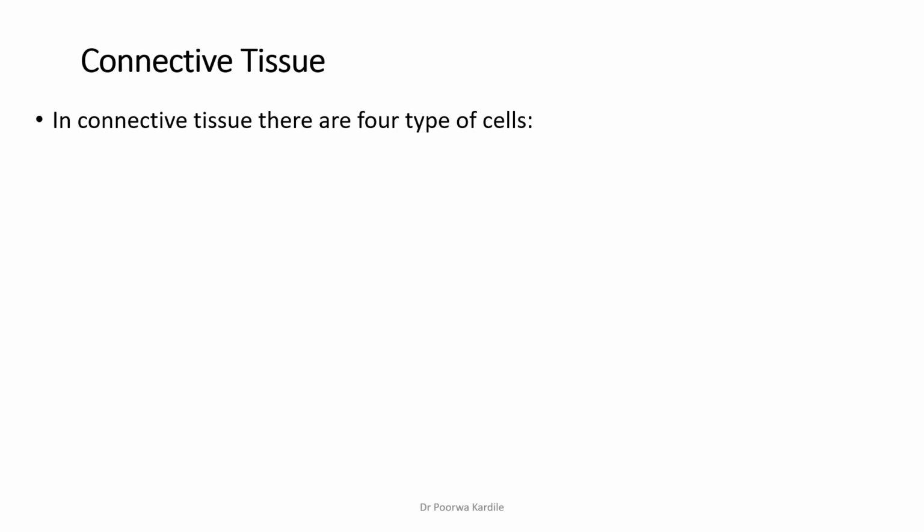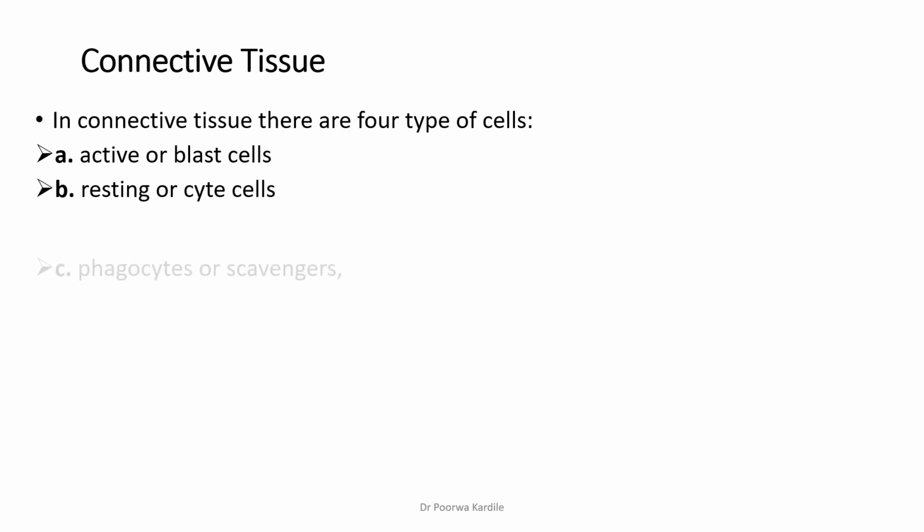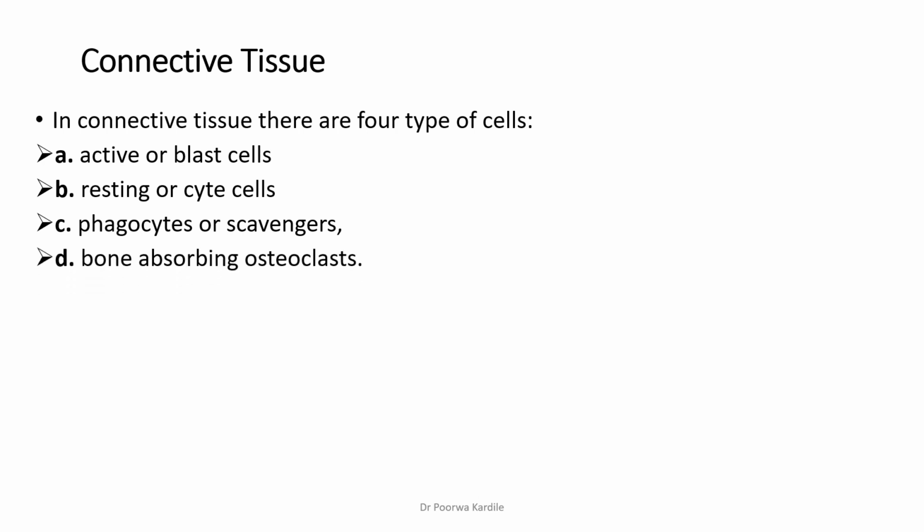In connective tissue, there are four types of cells. So those cells which are metabolically active and which can divide mitotically, such active cells are known as blast cells. Those cells which are metabolically inactive, in resting phase, and do not divide mitotically are known as cyte cells. Then few cells have the property of phagocytosis. So they are phagocytic cells or scavenger cells. And in case of bone, the bone absorbing cells are known as osteoclasts.